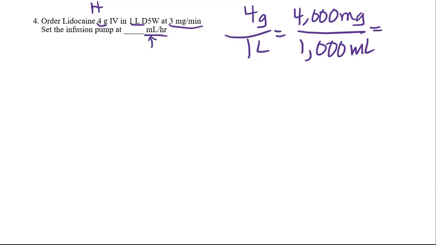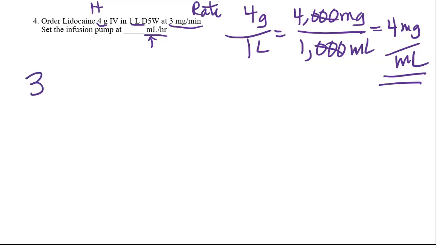And we could cancel these 3 and cancel these 3 and say, okay, it's 4 milligrams per ml. That's your simplest form of your rate. This is what you're actually giving to the patient. So we have this rate, and so we'll start with 3 milligrams per minute, times 4 milligrams per ml.